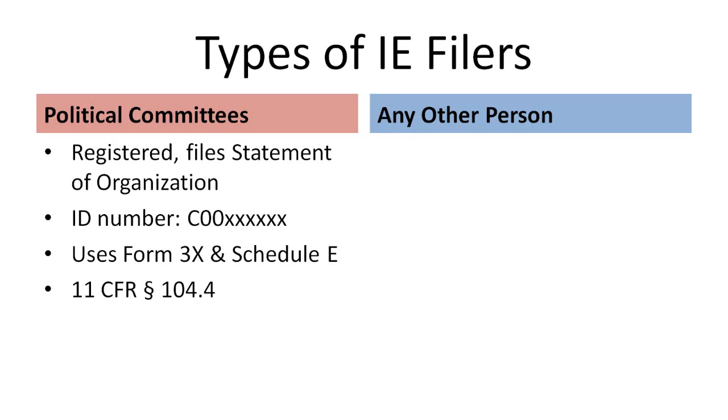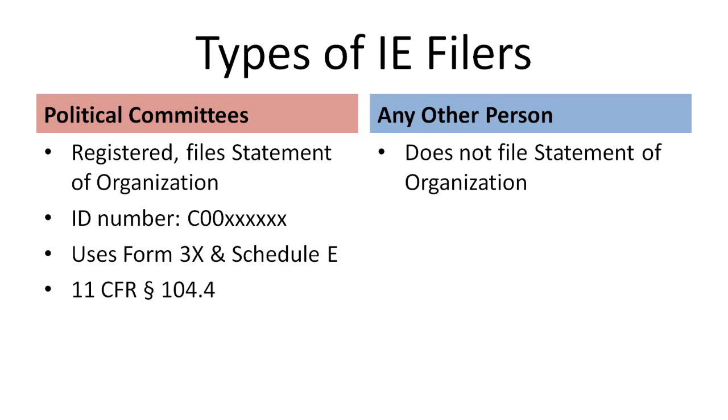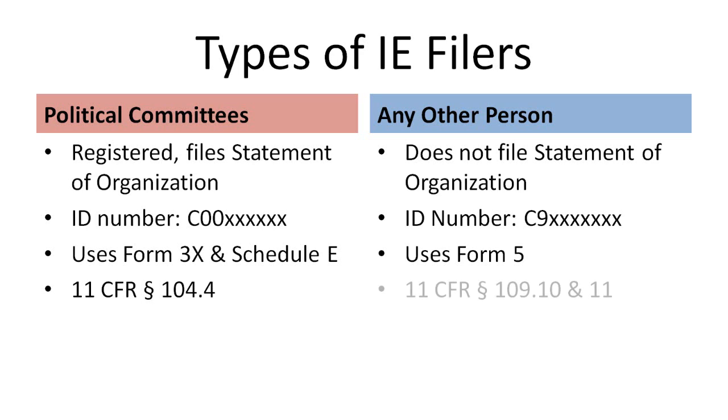The second filer type is any person other than a political committee. This type includes individuals, partnerships, corporations, labor organizations, or groups of individuals. These filers do not file a statement of organization, are given a C9 ID number, file on the Form 5, and their independent expenditure reporting requirements are listed in sections 109.10 and 109.11 of the FEC's regulations.